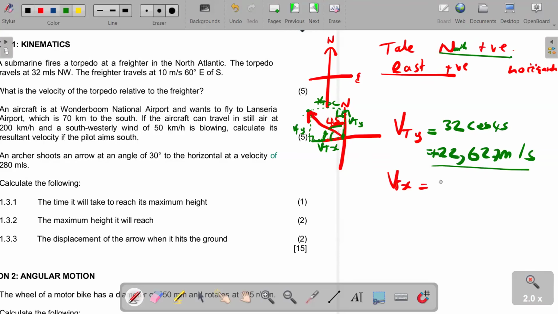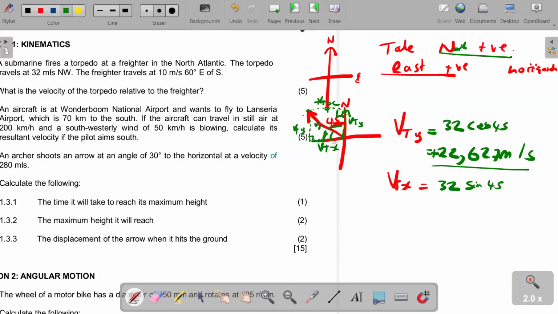So I'm going to say 32. Remember, that's my torpedo. The velocity is 32 here. So 32 sine 45. Why? Because this is opposite and this is my hypotenuse. So the ratio that I'm supposed to use is sine for that reason.